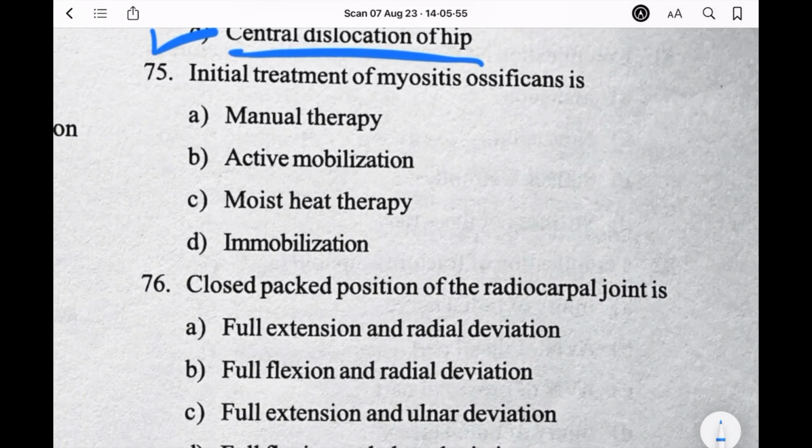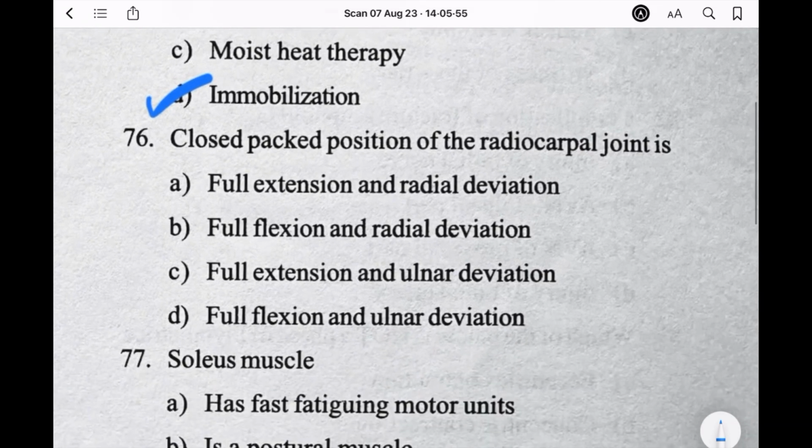Question number 75. Initial treatment of myositis ossificans is. So options are manual therapy, active mobilization, then moist heat therapy, then immobilization. So the correct answer is D, immobilization.